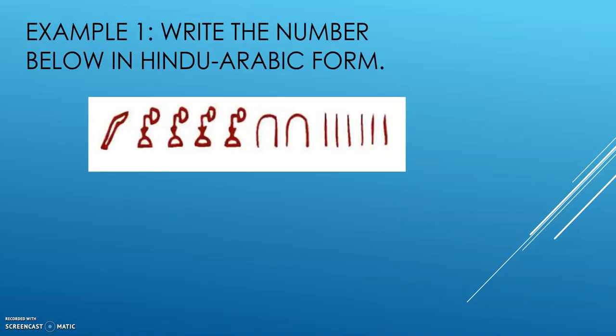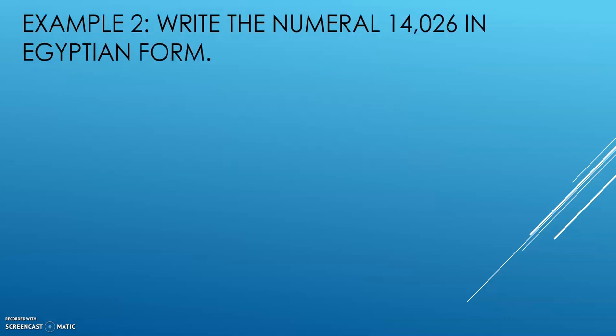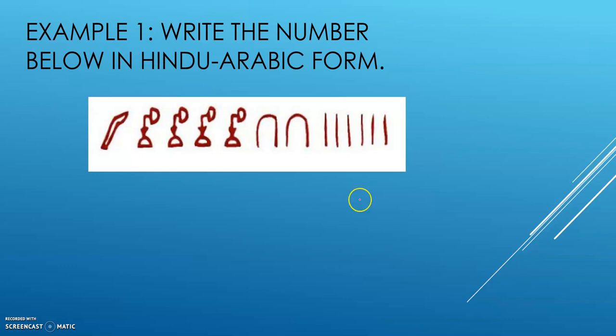Write the number below in Hindu-Arabic form. Take a look at the number of strokes. There are 6. Heel bones, there are 2. Lotus flowers, there are 4. Pointing finger, there is 1. Six for the strokes, 2 for the heel bones, 0 for the scrolls, 4 for the lotus flowers, 1 for the pointing finger. The number is 14,026.